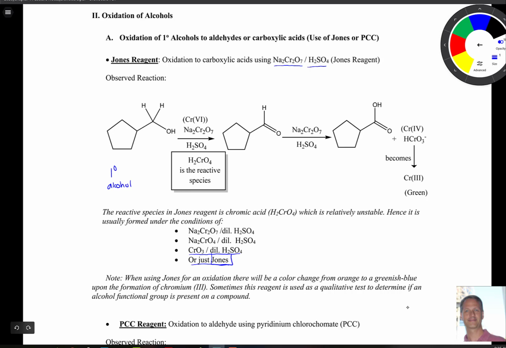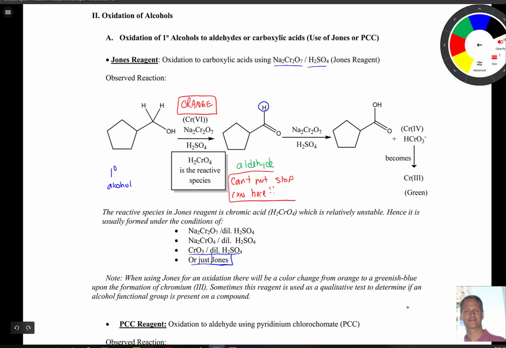Now, this solution to start with is orange. In the presence of this alcohol, that alcohol gets oxidized to form an aldehyde. And because that aldehyde still has an H atom on it, it can get further oxidized. So the reaction cannot be stopped here. It's important to note that. It just continues.